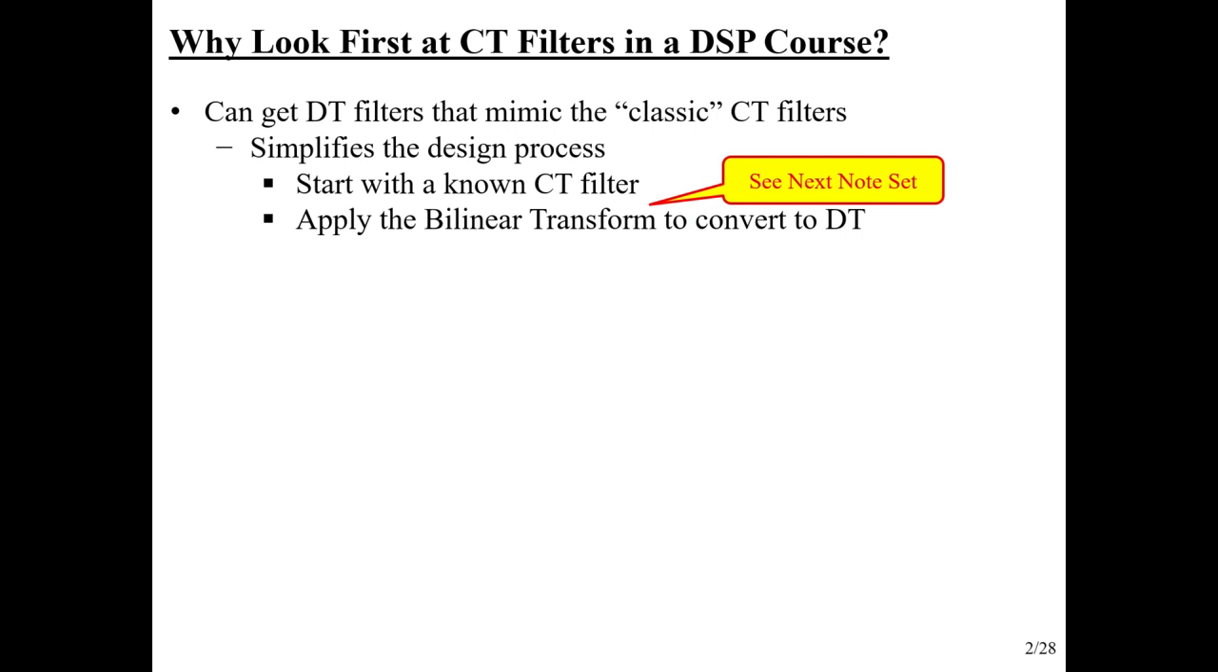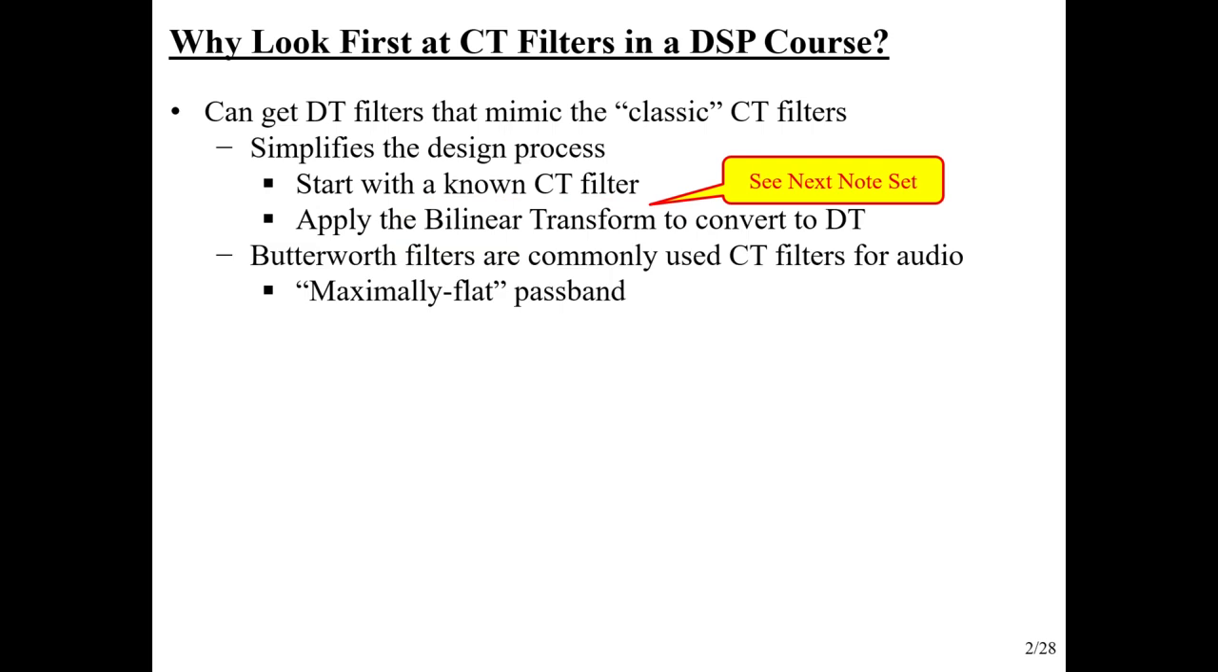We start with some known good continuous time filter that we may set out to say, I want to make something that sounds like that. And then we can apply something called the bilinear transform. And we'll cover that in the next note set, but it's a simple way to take a continuous time transfer function and convert it to a discrete time transfer function. So all those classic analog filters, we know the transfer functions for them. So it'll just be a matter of applying the bilinear transform to it. And then you have a discrete time filter, which is pretty straightforward to implement.